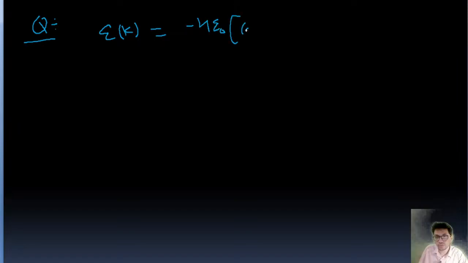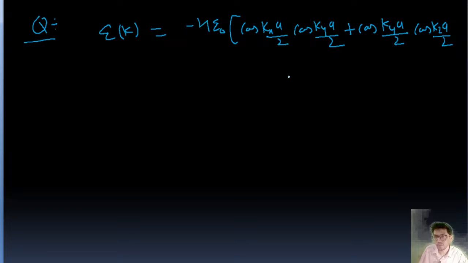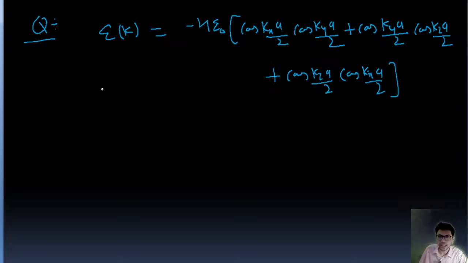The next question is question third. We have been given this dispersion relation: E(k) is given as minus 4 E naught into cos(KxA by 2) cos(KyA by 2) plus cos(KyA by 2) cos(KzA by 2) plus cos(KzA by 2) cos(KxA by 2). This is the dispersion relation which we have been given.